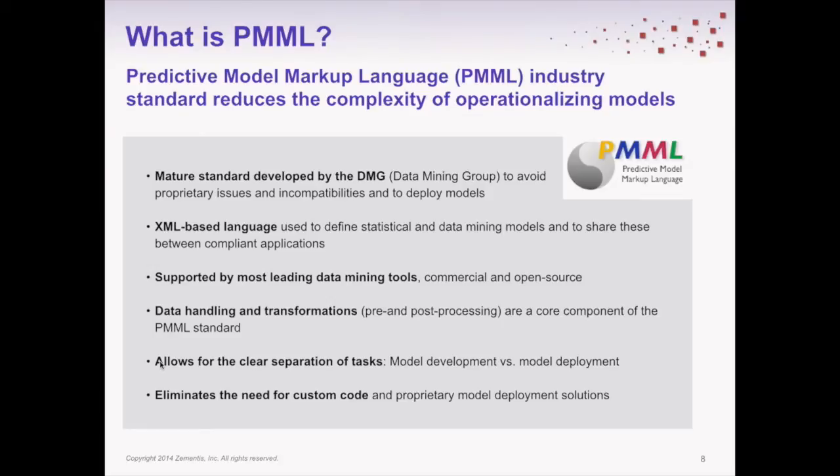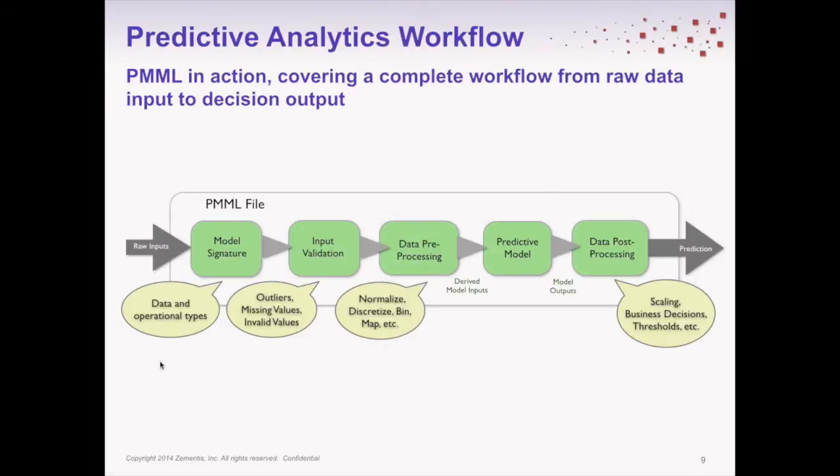So you don't have proprietary code that defines your model moving into your operational environment every single time, and the overhead associated with that. PMML in action is covering the complete workflow from input of your raw data to the decision that you take as the output of your model. And that can be as simple as a score or a probability, but it can be a business decision like approve, decline, high risk, low risk, whatever the business actually needs, what the following applications need in order to make the right next step in the business process work.